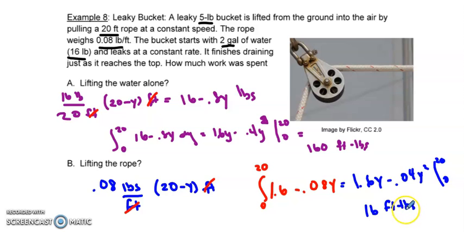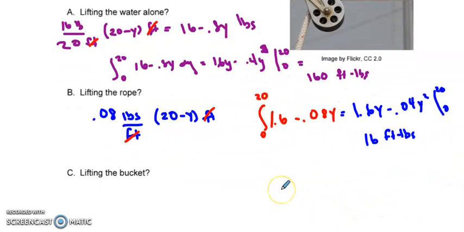So far, we've had 2 variable weight problems, one lifting the water, one lifting the rope. Now we have a constant force problem because the bucket weighs 5 pounds throughout. So this one's a bit easier. Remember that constant force is just work equals force times distance, and force is 5 pounds here. Distance is 20 feet, and that's going to give us 100 foot-pounds.